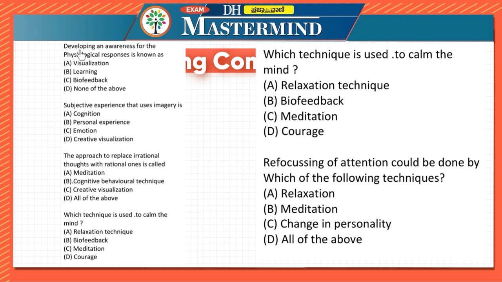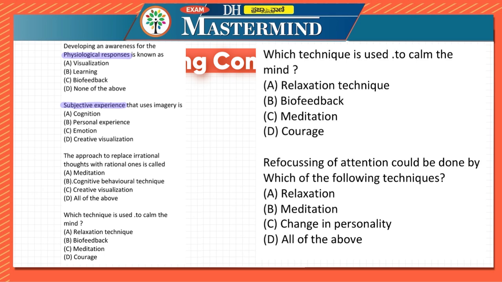First question they are asking: developing an awareness for the physiological responses is known as. So the first keyword which you have to remember is physiological responses. It might be related to a definition or something. Okay, let us look at the second one, subjective experiences. It is asking that subjective experience that uses imagery is. So the next keyword is subjective experience.